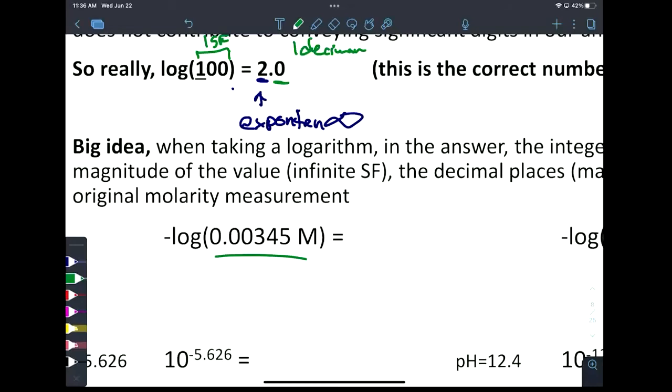Okay, just put it in your calculator then. I'll just put it in my calculator. Do I have it? No, I don't. Okay, negative log 0.00345. So I'm going to just write the whole number, 2.46218.